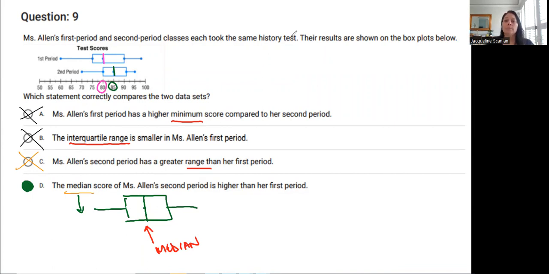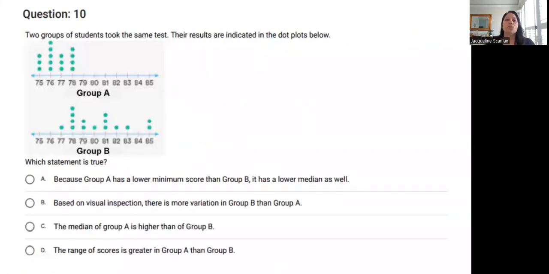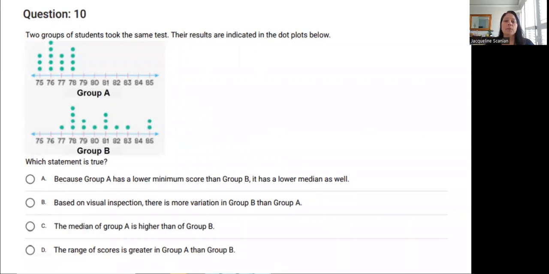Question number 10. Two groups of students took the same test. Their results are indicated in the dot plots below. Which statement is true? And they give us 4 choices. And again, this is going to be very similar to the last question where I'm going to need to go answer choice by answer choice and figure out whether it's true or false.